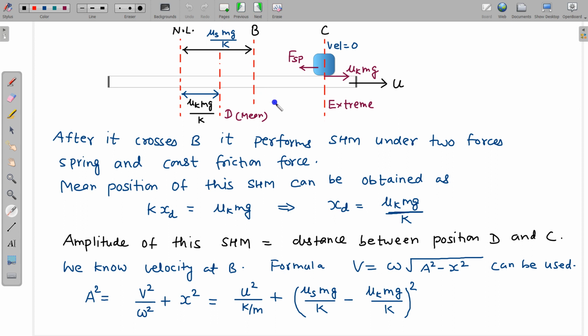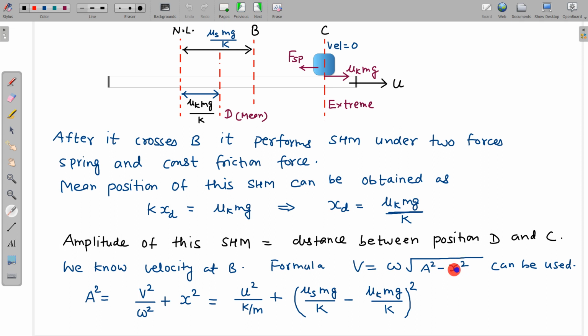In SHM we know where the mean position is, and we know the velocity at some particular location. So we can use the formula v is equal to omega under root a square minus x square, and from this formula we can calculate the amplitude, because we don't know the amplitude. We know the velocity at a particular displacement, where x is the displacement from the mean position.